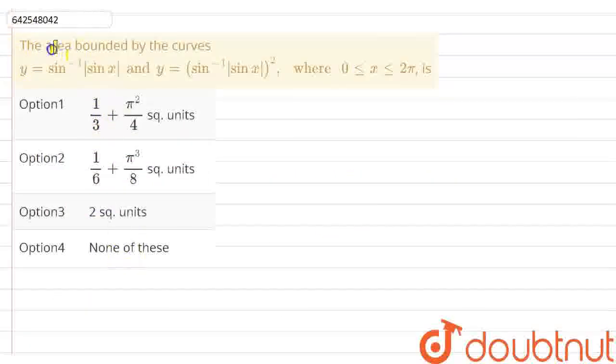Hello everyone. So here we have a question. The area bounded by the curve y equals sine inverse of mod sin x and y equals sine inverse of mod sin x, the whole square, where x belongs to 0 to 2 pi included. We have four options. We have to check which option is correct.